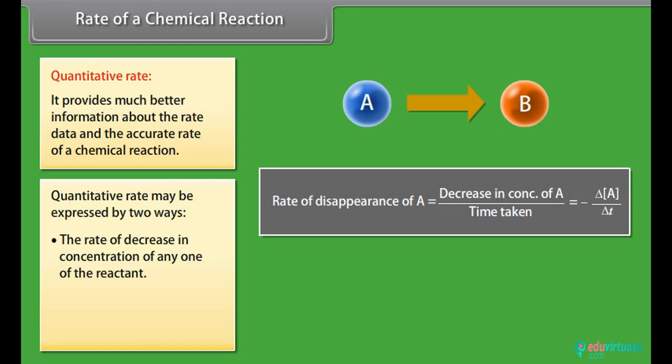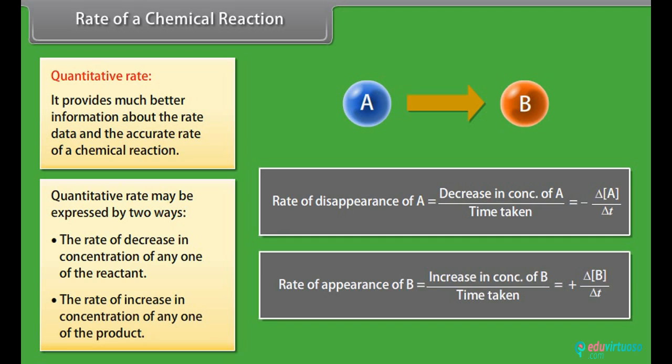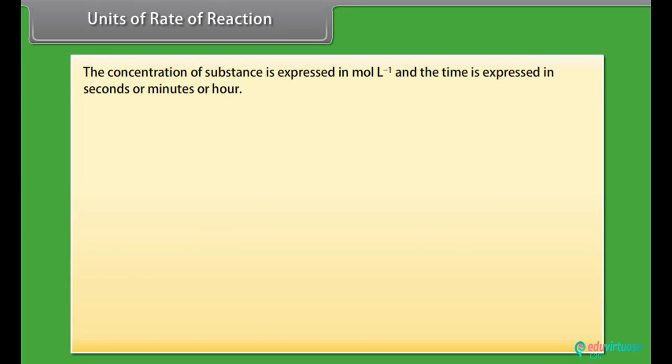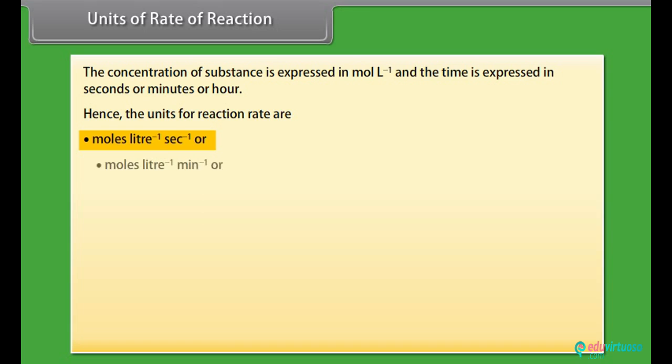The rate of decrease in concentration of any one of the reactants, or the rate of increase in concentration of any one of the products. Units of rate of reaction. The concentration of substance is expressed in mole per liter and the time is expressed in seconds or minutes or hours. Hence, the units for reaction rate are moles per liter per second, or moles per liter per minute, or moles per liter per hour.